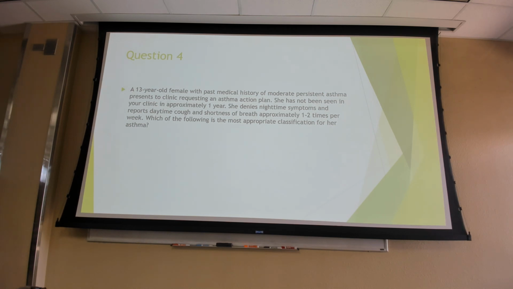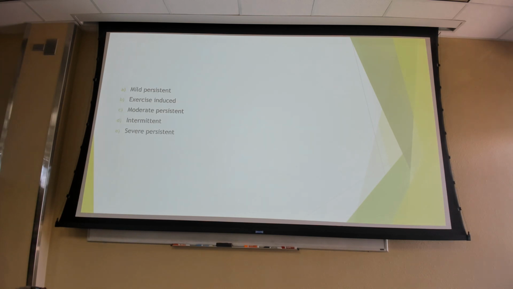What are her symptoms looking like? She has no nighttime symptoms. So what does that tell you? That it's mild, maybe even intermittent. It's less than 1 or 2 times a week. What are we gonna go with? Is this exercise induced? We have nothing about exercise. Is it severe persistent? She's still moderate persistent? No. And so now we're down into intermittent or mild persistent. How are you going to differentiate between those two?